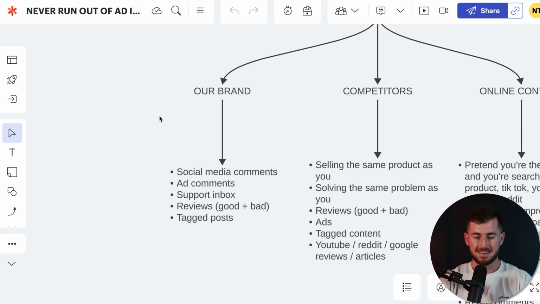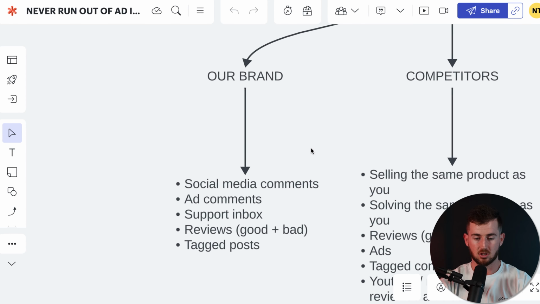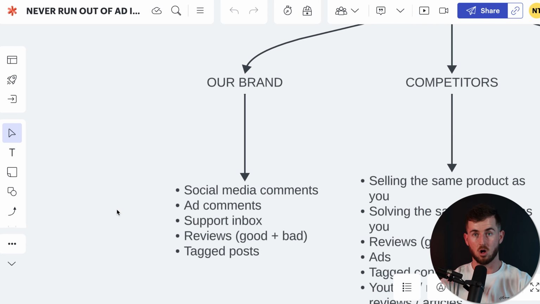So your brand itself, these are a couple areas we like to look at. We like to look at social media comments. So all the comments on your ads, all the comments on your social media, your organic social media, especially if you're on multiple different websites, TikTok, Facebook, YouTube, Instagram, all that stuff. We're looking at all of those comments specifically. As mentioned before, ad comments as well. That's another super big one.